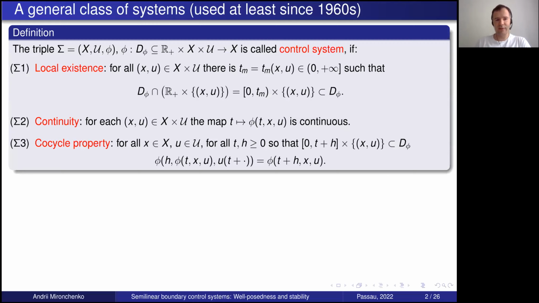Stability and robustness analysis of control systems is a very important problem for control theorists. Therefore, it's a natural desire to obtain and develop a toolbox that will help us analyze these properties for as large a class of control systems as possible. One of the good candidates to analyze this in large generality is the following class of control systems.